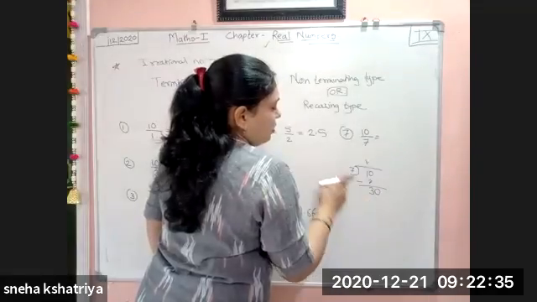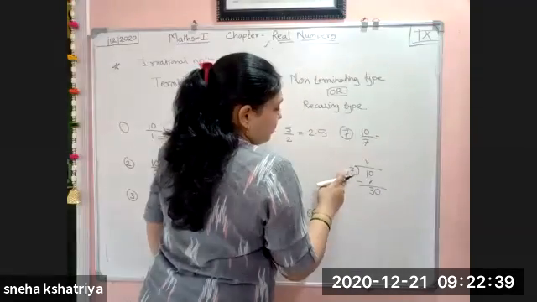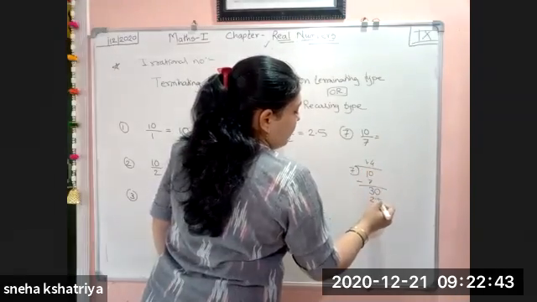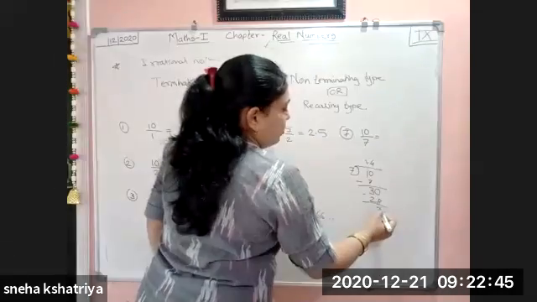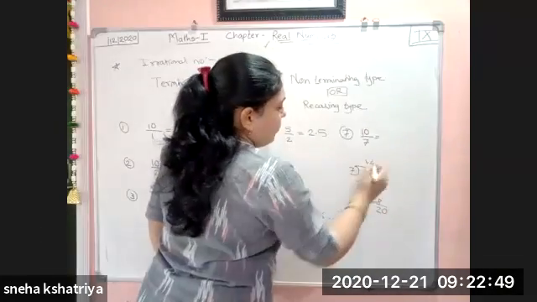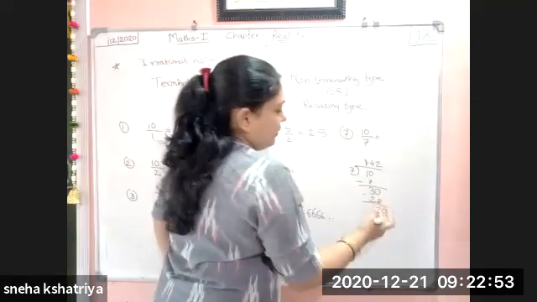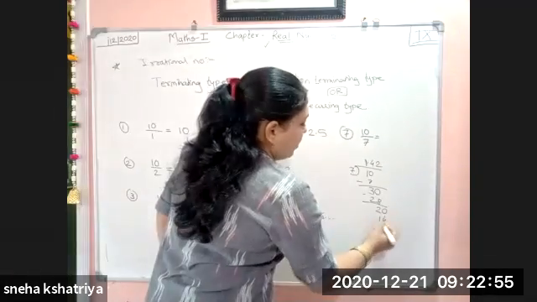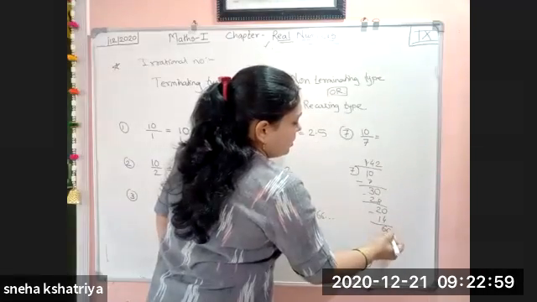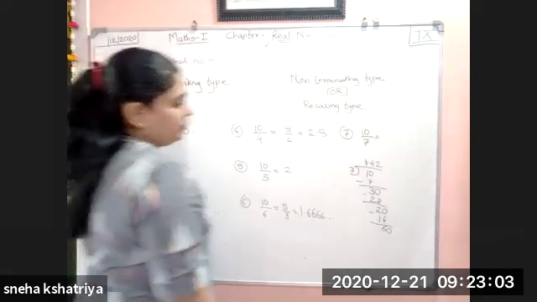10, 7 threes are 21, 7 fours are 28. So again 2 remaining, take a 0. 7 twos are 14, because 7 threes are 21, so 7 twos are 14. 20 minus 14, 6 remaining, take a 0, it will become 60.